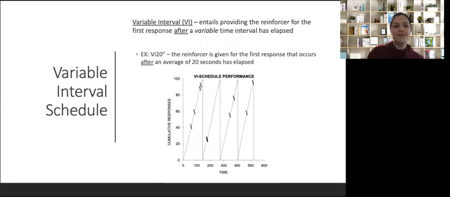And the last schedule we have is a variable interval schedule. So this entails providing the reinforcer for the first response after a variable time interval has elapsed. So we had fixed interval and we have variable interval, right? So unlike the fixed one, that was a fixed amount of time, right? This one's variable, around an average of time. So the reinforcer in a VI 20 seconds, or a variable interval 20 seconds, is given for the first response that occurs after an average of 20 seconds has elapsed. So again, an average of 20 seconds elapses, and then the first behavior that occurs after that is the one that's reinforced.